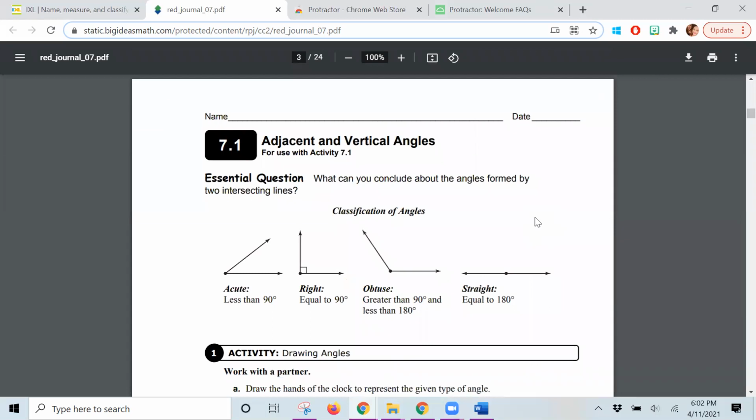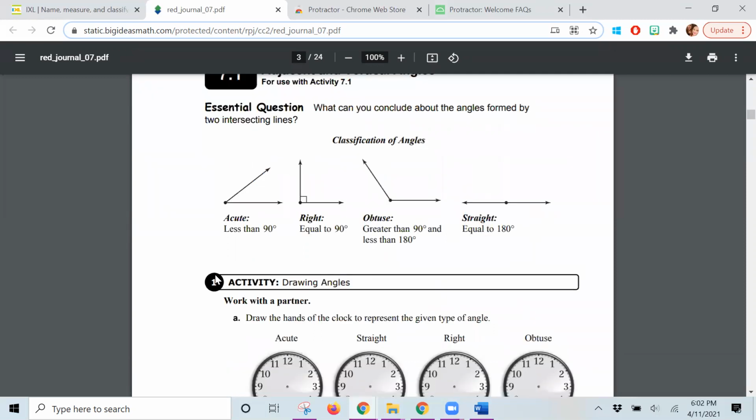So our essential question for the day is, what can you conclude about the angles formed by two intersecting lines? And so that's the question that we should be able to answer by the end of this lesson. The first thing we have to do is we have to classify angles. So an acute angle is less than 90 degrees. It is an acute angle. It's small, it's tiny, it is less than 90 degrees.